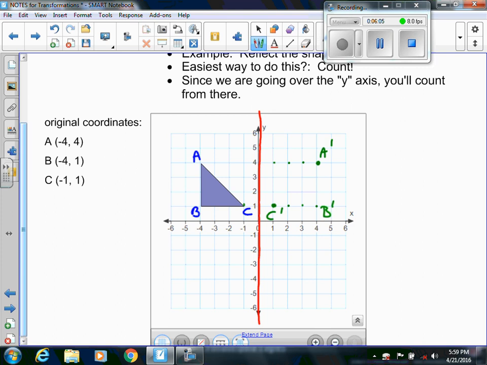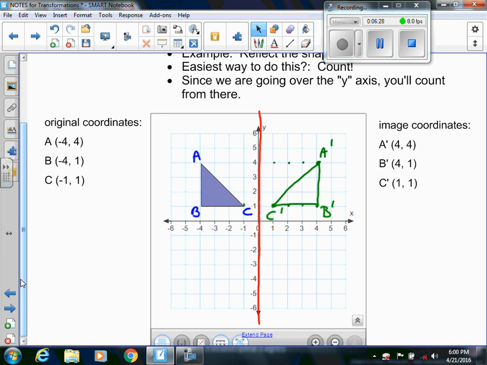And again, we're going to connect our dots to make our shape. Preferably, you're going to use a ruler. I don't have that option here. And so now there is my new mapped shape. And again, I have new coordinates for this. So my new coordinates are A prime, B prime, and C prime, as you see here.